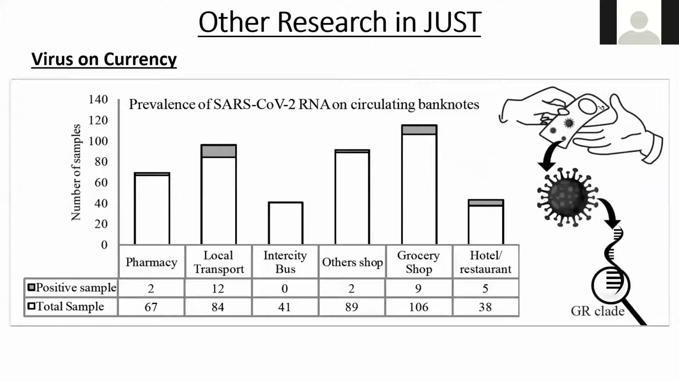Then we tried to check how the virus is transmitted from one person to another. We used currency, to see whether it can be transmitted from one person to another through currency. We found that new Bangladeshi bills are more prone to transfer the virus from one person to another. But old bills are better; they transmit less virus from one person to another.